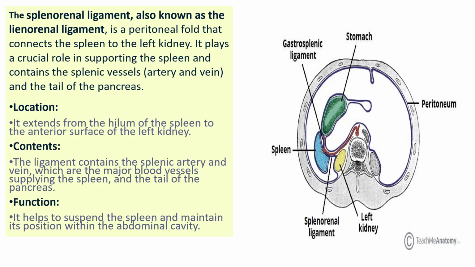It plays an important role in supporting the spleen and contains the splenic vessels, that is artery and vein. Also it is connected with the tail of the pancreas. So the tail of the pancreas and spleen are connected by the splenorenal ligament, also called the lienorenal ligament. It is a peritoneal fold, look at the image, that connects the spleen to the left kidney. It contains vessels, artery and vein, and connects to the tail of the pancreas.